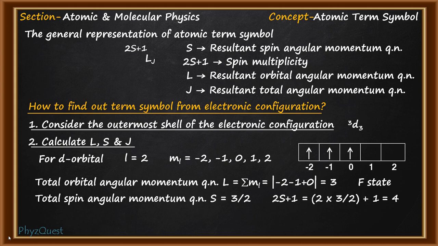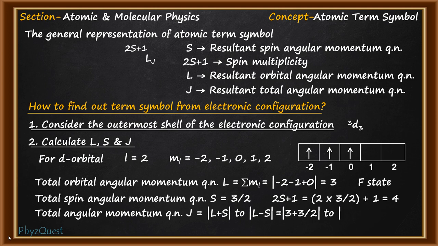So after we have got the value of capital L and capital S, next is calculation of total angular momentum quantum number capital J, which takes the value from modulus of L plus S to modulus of L minus S. So if we put the value, it will take the value from the modulus of 3 plus 3 by 2 to modulus of 3 minus 3 by 2. That means it can take the value from modulus of 9 by 2 to modulus of 3 by 2. So the values will be 9 by 2, 7 by 2, 5 by 2 and 3 by 2.